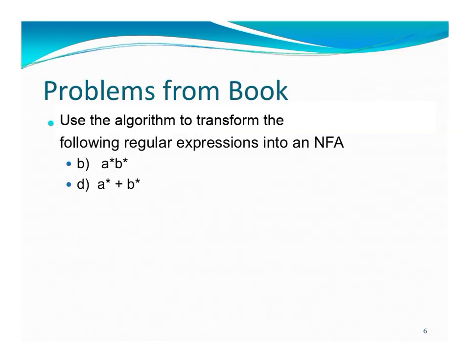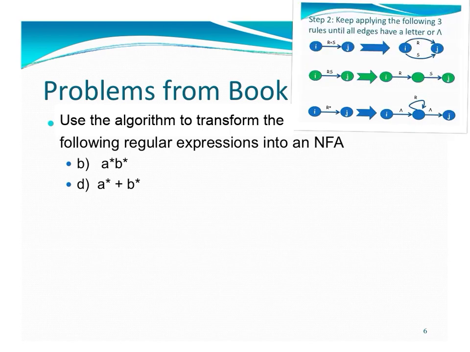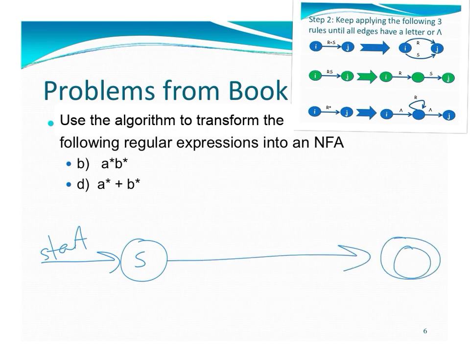So the book gives us a couple more problems to transform from regular expressions into NFAs. Let's try them. So let's try this first one first. Let's do the A star, B star. So of course we always begin the same way. We have our start with an S and a big long line, to a double circled F, and we write our regular expression up at the top. So we've got A star, B star.